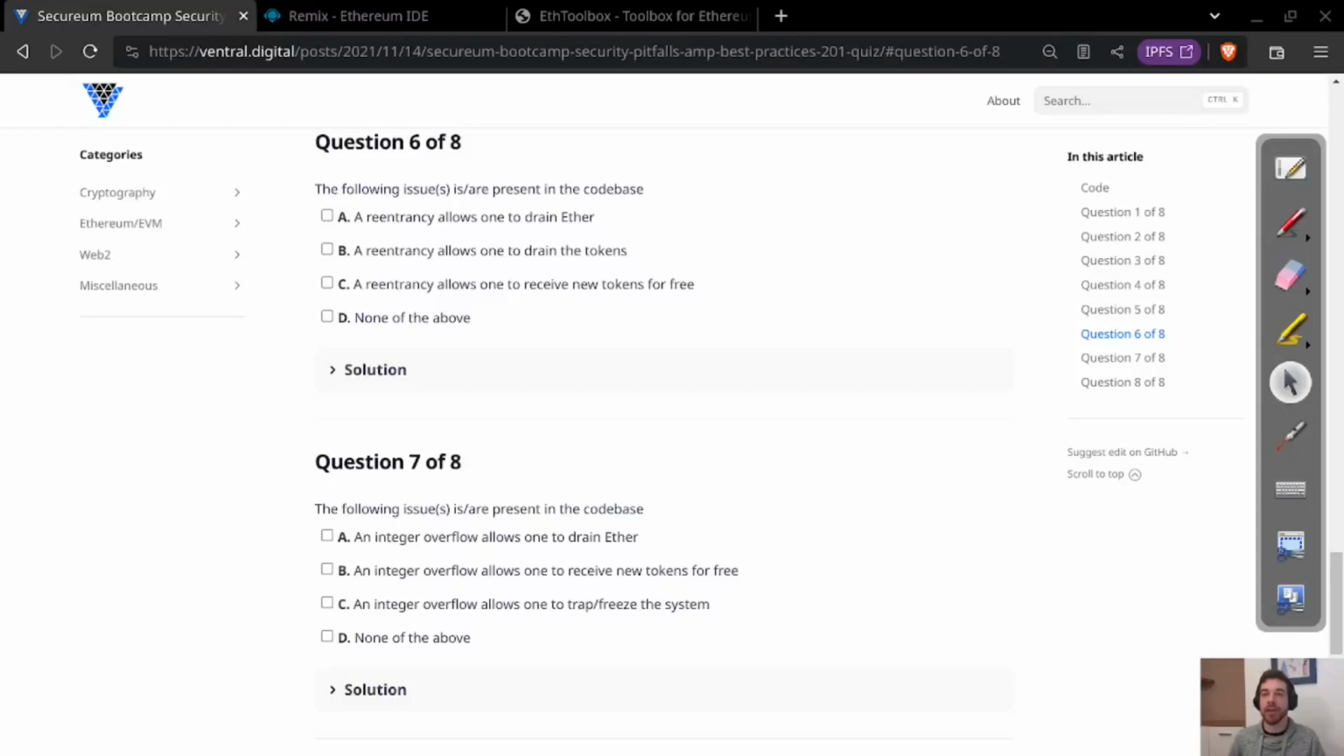Let's take a quick look at question number 6 of the RACE-1 of the Secureum Bootcamp. And we once again are to look for issues present in the code base, and we have 3 options, and all of them have to do with reentrancy. It says A, reentrancy allows one to drain ether, B, reentrancy allows one to drain the tokens, and C, reentrancy allows one to receive new tokens for free.